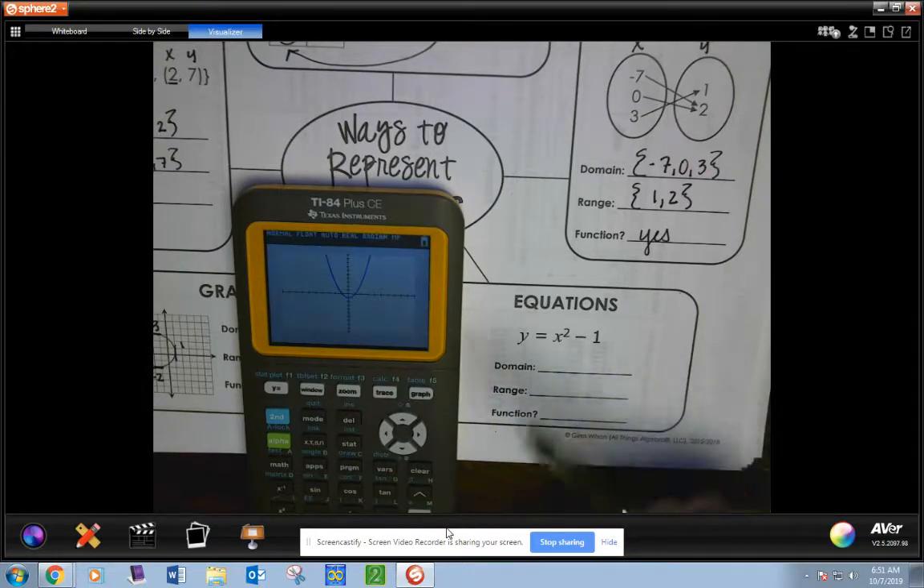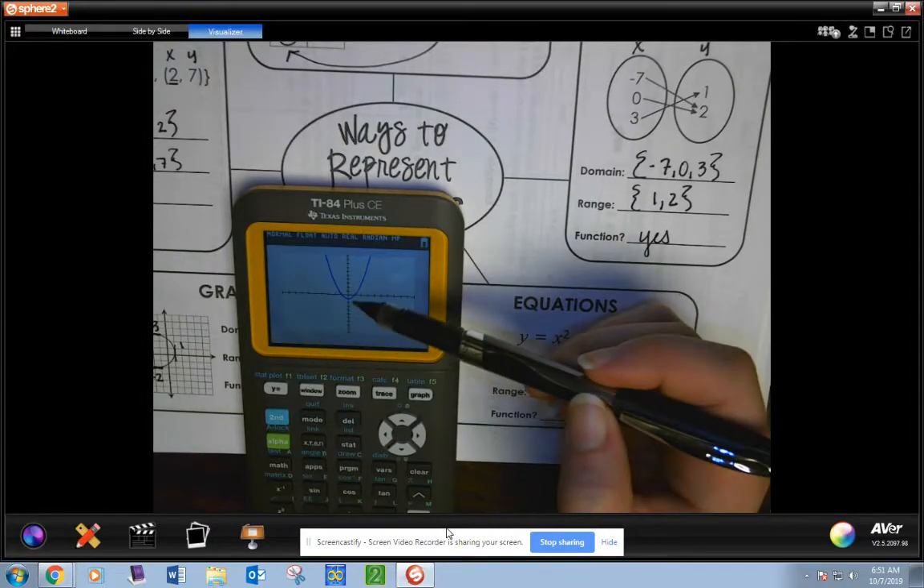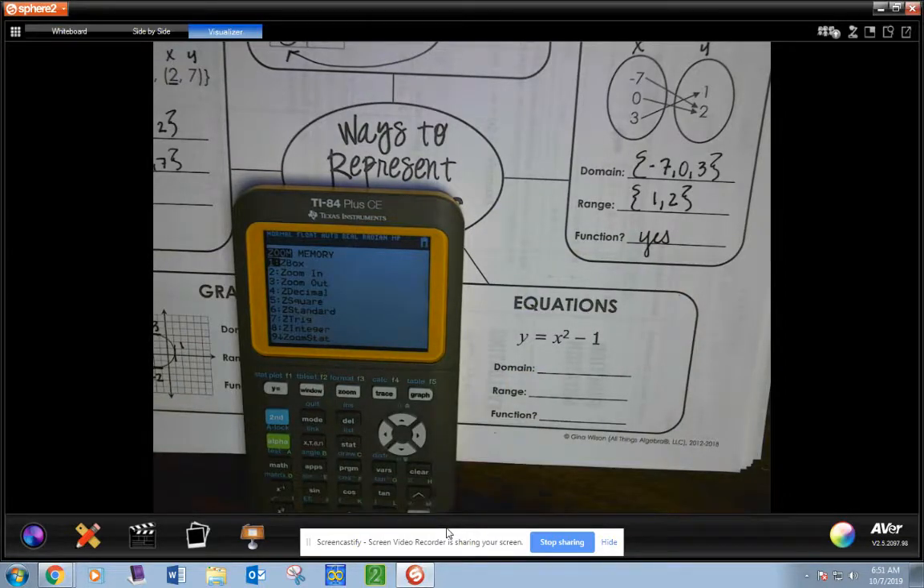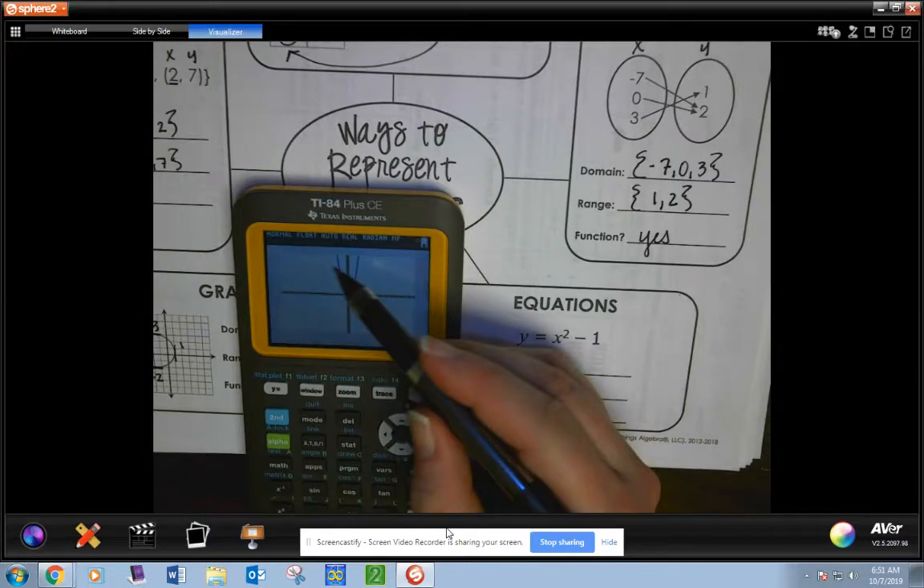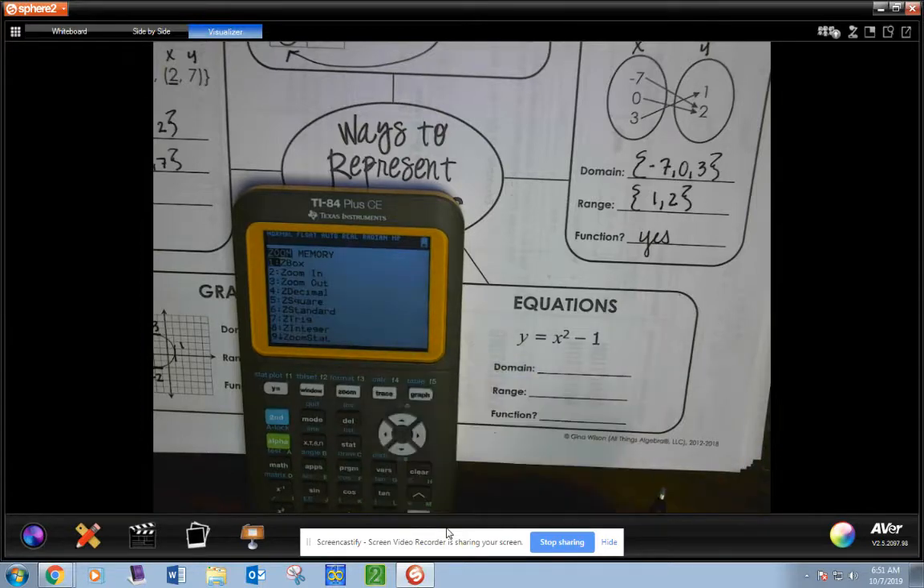Now remember, the calculator can only show a certain window. This graph is actually still getting bigger and bigger, and I can show that to you by zooming out. Now you can see the tick marks are closer and the graph is smaller. I could keep zooming out and zooming out, but there's no point because it'll just keep going and going. So back to the original graph to show you.